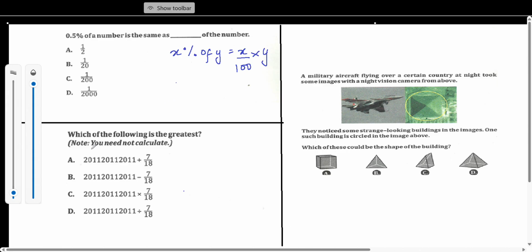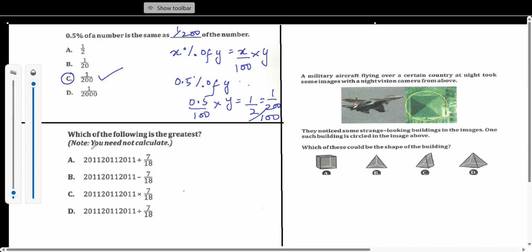So 0.5% of y will be 0.5 by 100 into y. 0.5 itself is half. That by another 100, if you think of, which becomes 1 by 200. Here also it says dash of the number. It means 1 by 200 of the same number. So this option is correct.